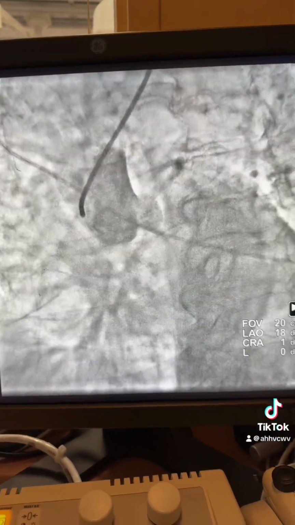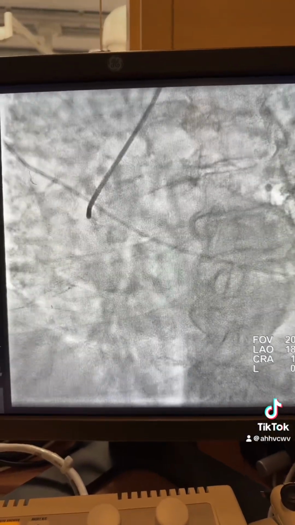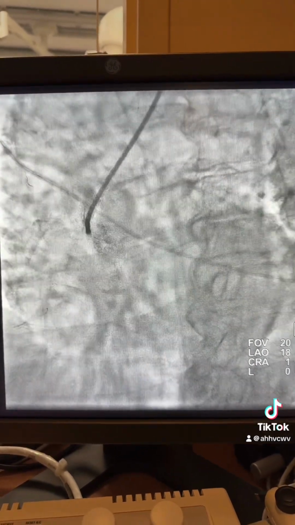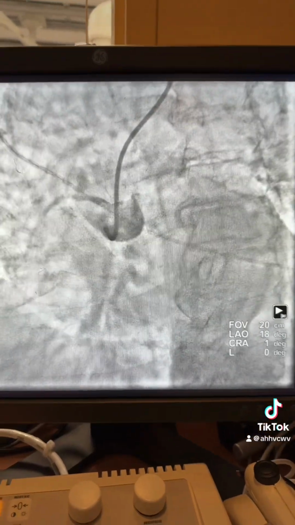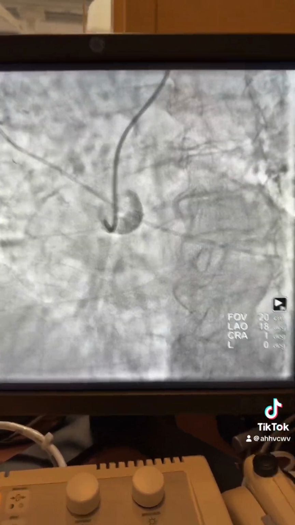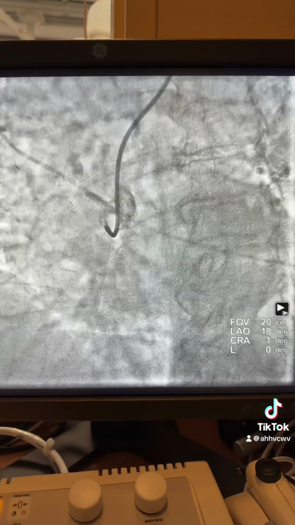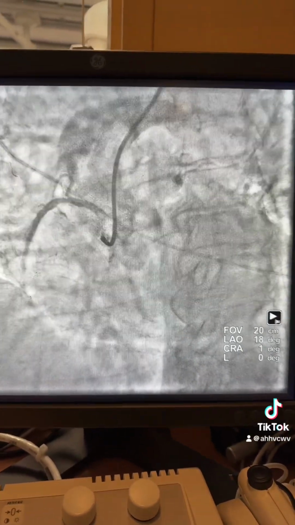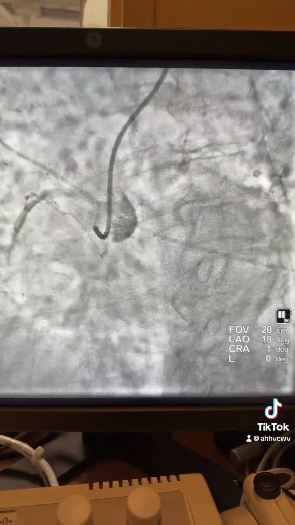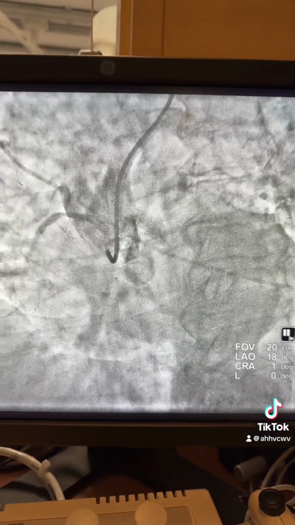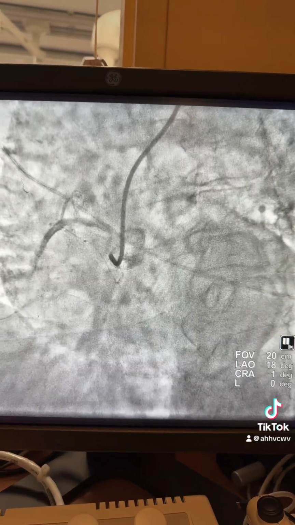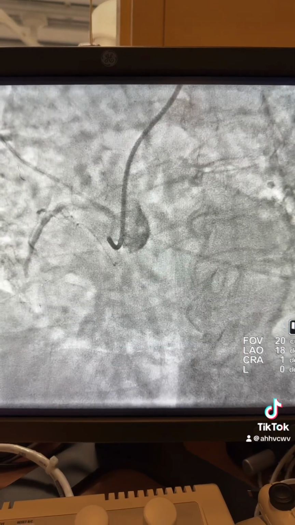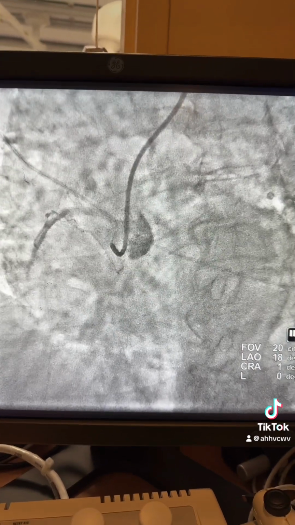Injection through the JR4, you see the shadow of the RCA, which is almost an anterior takeoff. So in this case, I used a hockey stick catheter from radial access, and once you advance it to the right cusp, push it some, you see the ostium of the RCA, which looks anterior, and you see there is a tight lesion in the mid segment, which is the culprit of her complete heart block and non-STEMI.